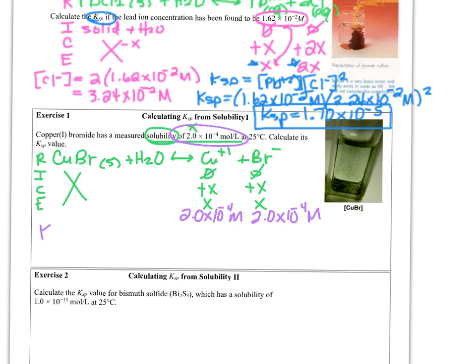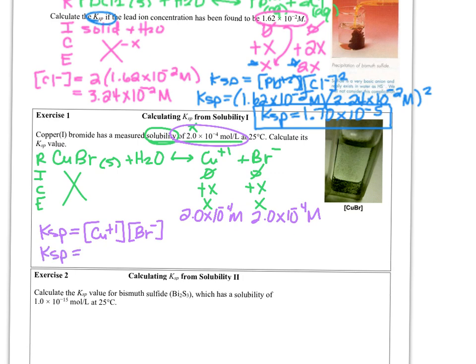So then all I'm going to do is set up my KSP expression. You always want to write your KSP expression because it's usually a point in your AP responses. So we'll have copper plus 1. Make sure you've got charges. Bromine minus 1 or minus. Okay, so always make sure you got those, because if you don't put those, then you're going to lose points. The other thing is it helps keep you from making a mistake on accident.